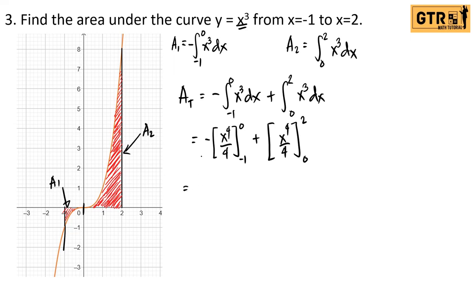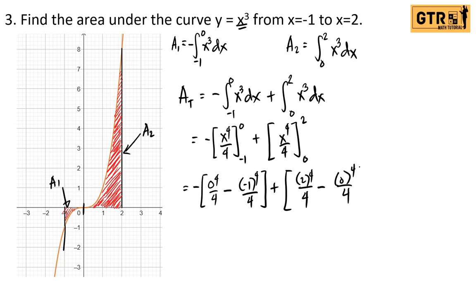So therefore, we have negative sign here. So substitute the upper limit first. So we have 0. So substitute 0 to the 4th, 0 to the 4th over 4. Okay, and then minus, substitute -1. So we have -1 to the 4th over 4. Okay, and then plus, for this one, substitute 2. So we have 2 to the 4th power over 4 minus substitute 0, so we have 0 to the 4th over 4.